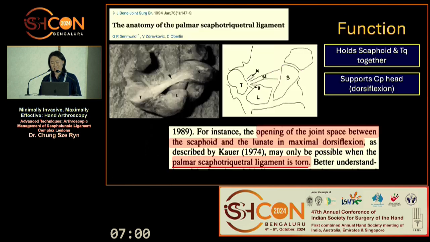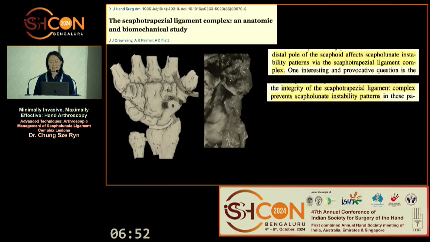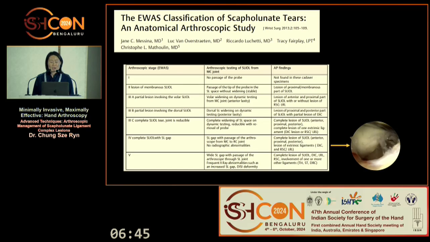dislocating dorsally. Not forgetting the function of the palmar structures as well, such as the palmar scaphotriquetral ligament as well as the palmar SCT ligament. Those give a significant role in the scapholunate stability. We all know about the Geissler classification as well as the Mark Garcia-Elias stages of instability, but we usually look at the EWAS classification for arthroscopic assessment.